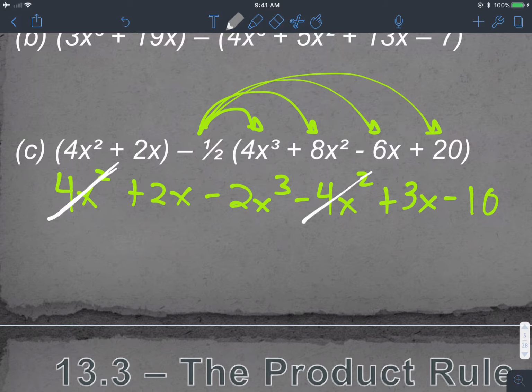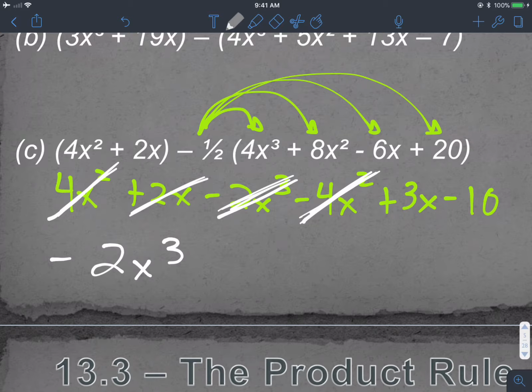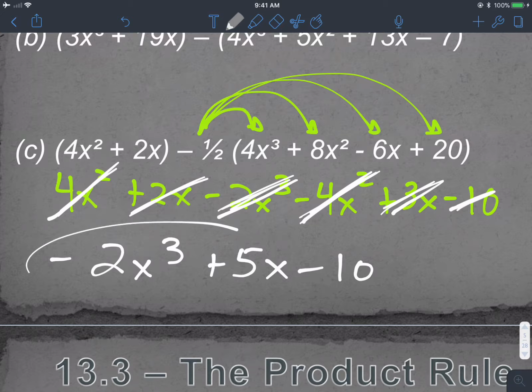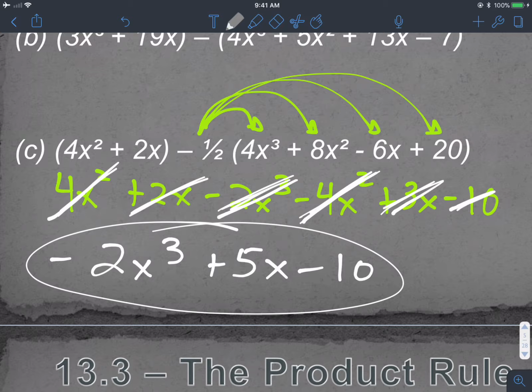4x squared minus 4x squared goes away. Don't write anything. This is just 0. Negative 2x to the third. I think I see a 2x and a 3x. And then the minus 10. It's about as difficult as they get in the first two sections.